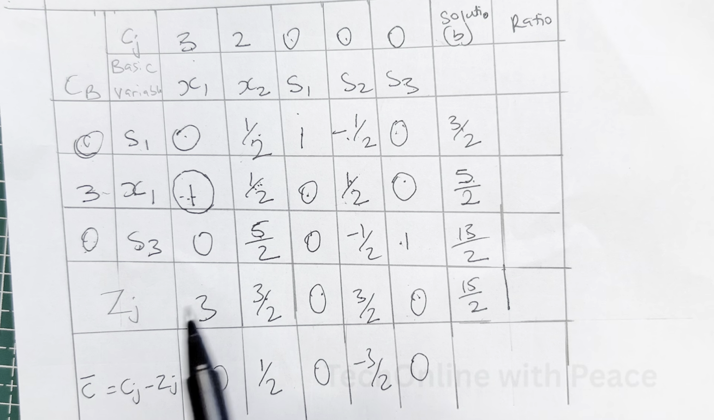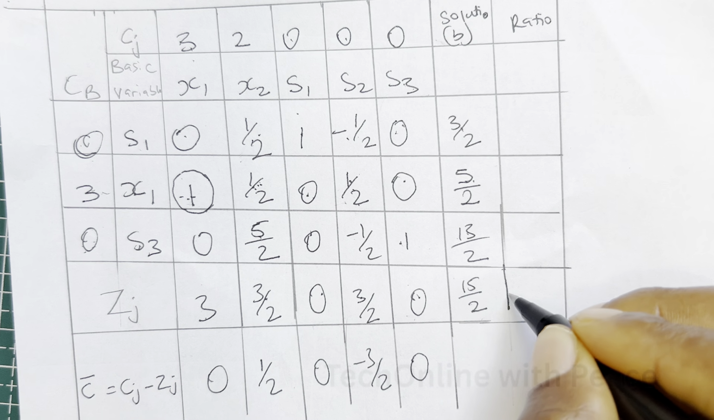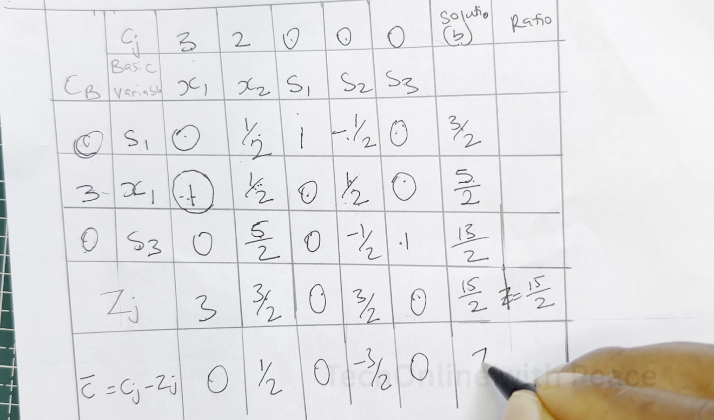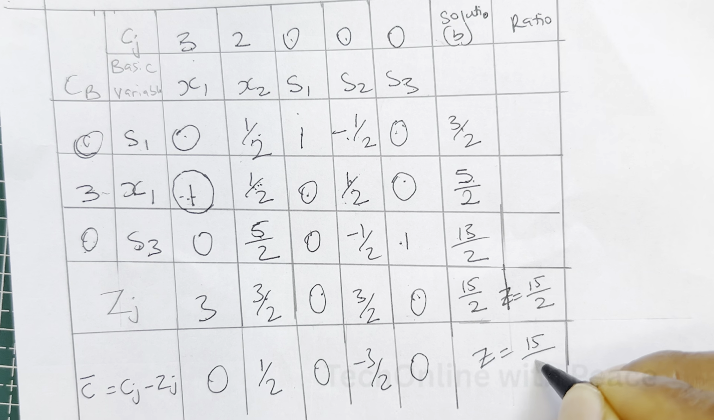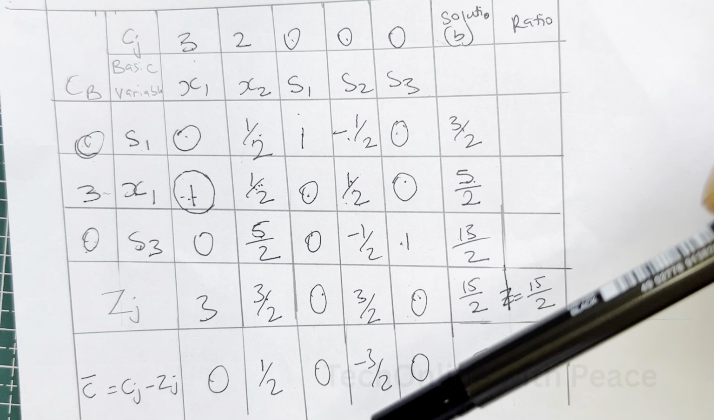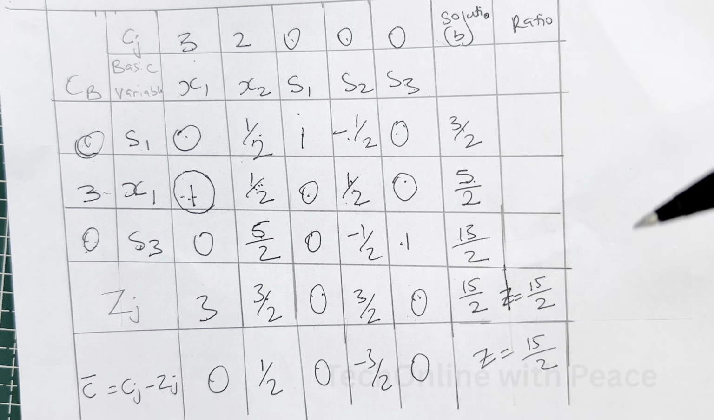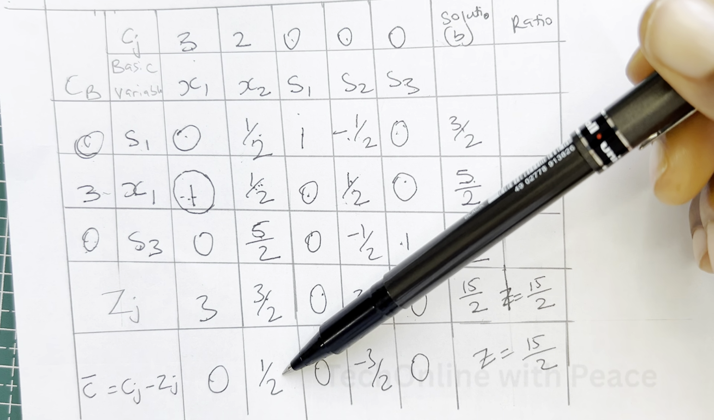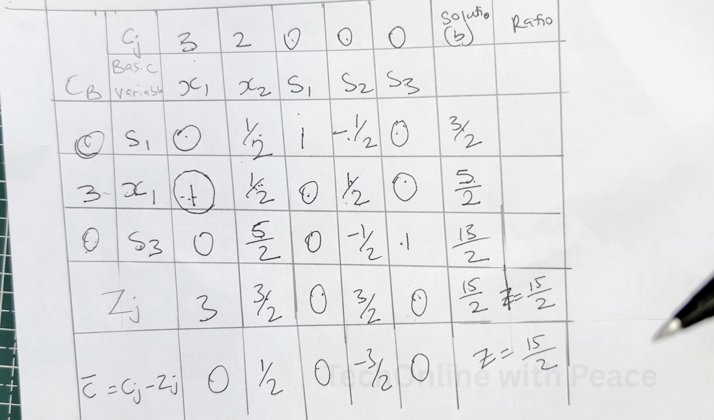Remember, this is the value for our z, equal to 15 all over 2. Or we can say z equal to 15 all over 2 here. From here, we have not yet arrived at the optimal solution because we still have a positive number here. The next is to find our key column.